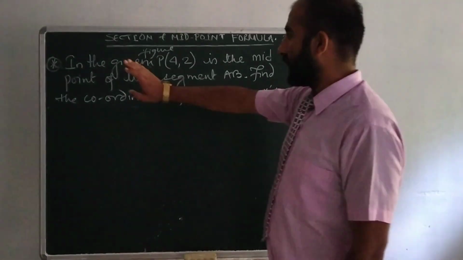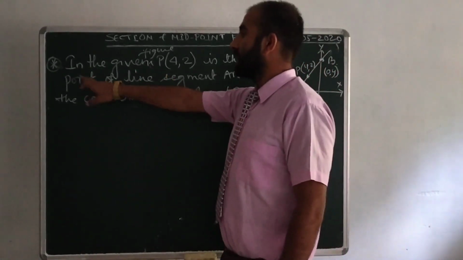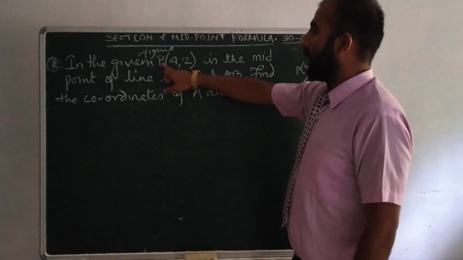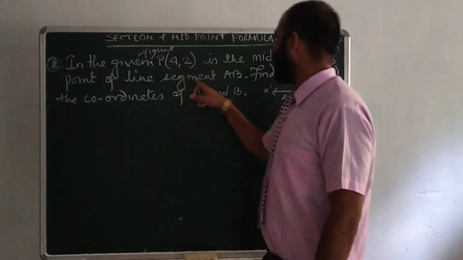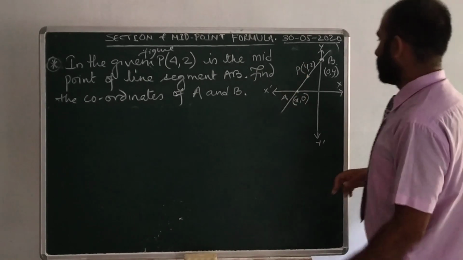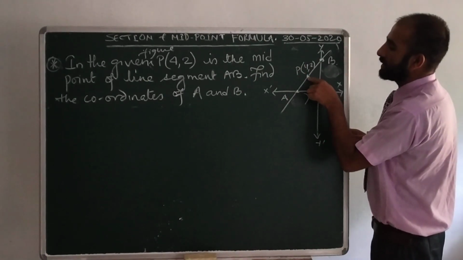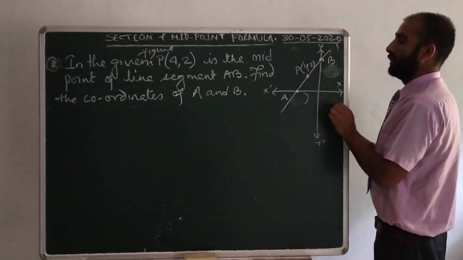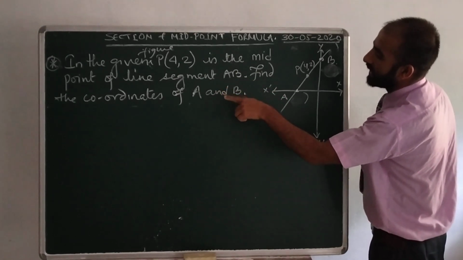Okay, so I am here with the last question for the day. Now see, this question says, in the given figure, P(4, 2) is the midpoint of line segment AB. That means here P is the midpoint of line segment AB, and find the coordinates of A and B.